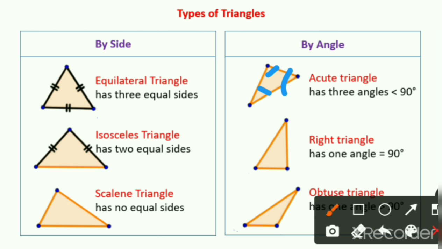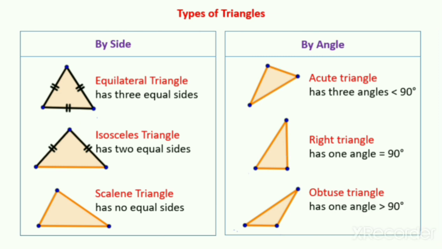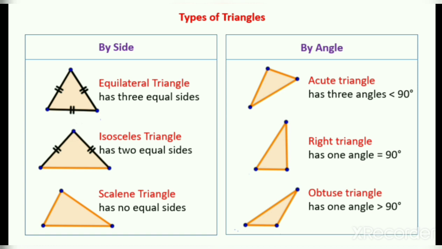Next one, right triangle. Right triangle means what? If any one angle is a right angle, then the triangle is called a right angle triangle. A right angle triangle has one angle 90 degree. In that case we call it a right angle triangle. Here one angle is 90 degree, so it is a right angle triangle. Clear?